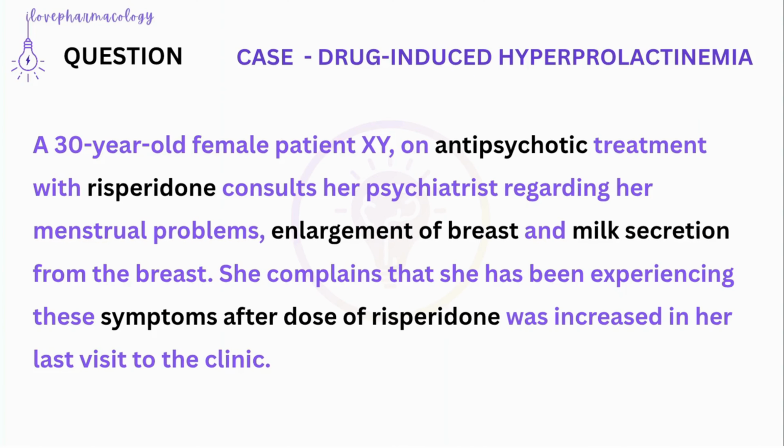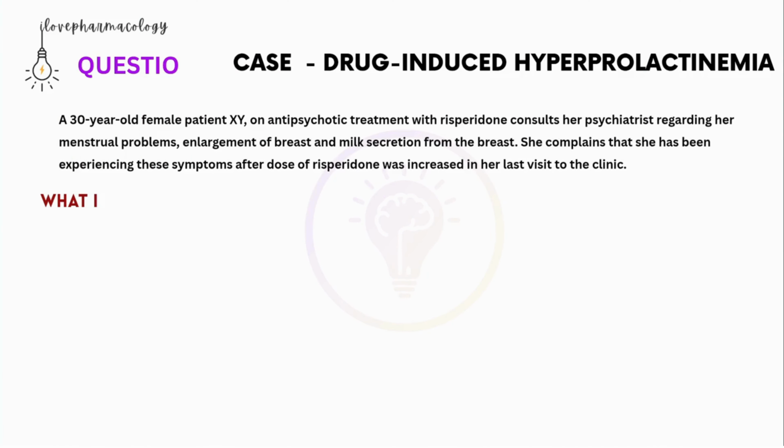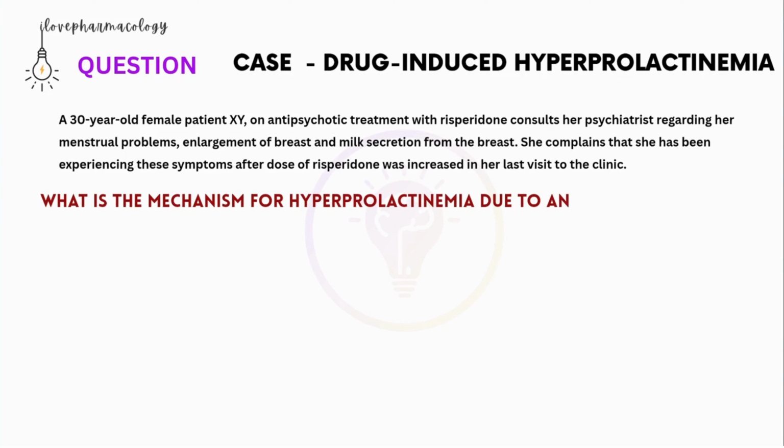A female patient was on risperidone, which was an antipsychotic drug, which led to the problem of menstrual disturbances as well as the enlargement of the breast and milk secretion after increasing the dose of the risperidone. So coming to the question. So what is the mechanism for hyperprolactinemia due to antipsychotic drugs?